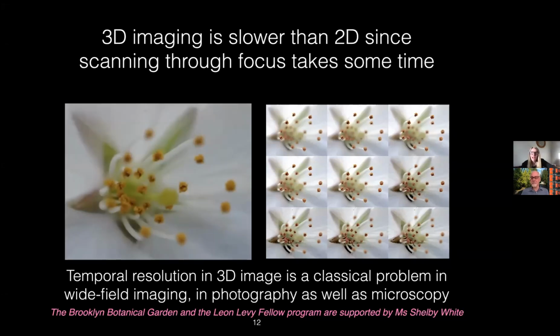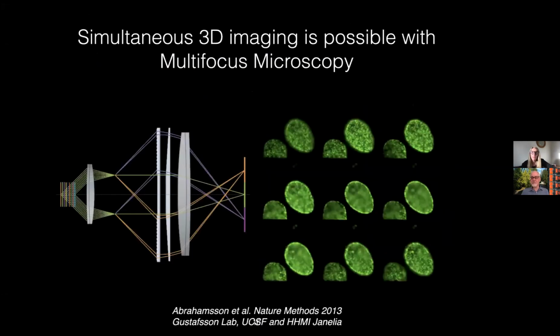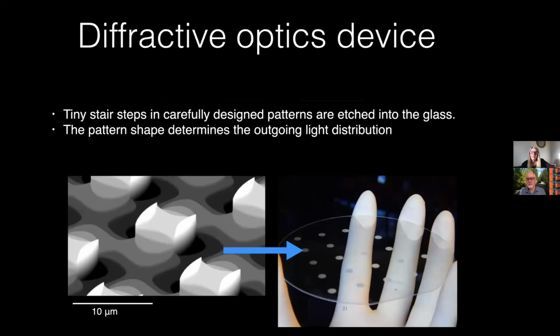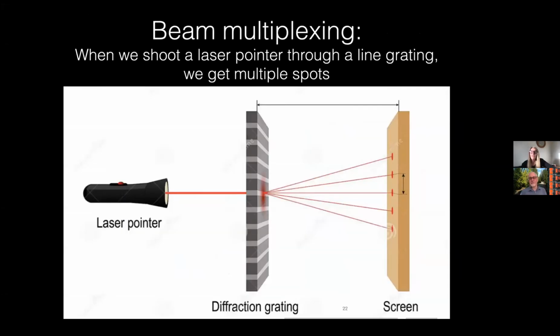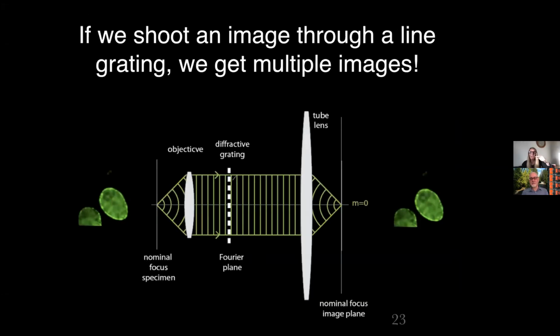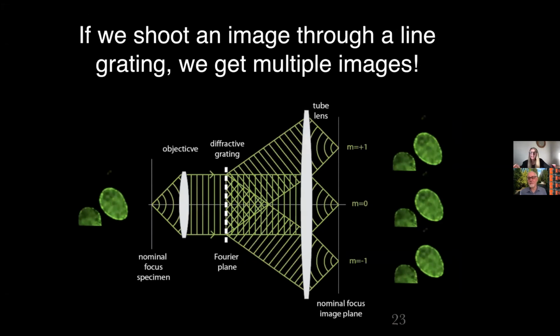So using this diffractive optic, the first step we do here is we multiplex the image. So again, if I make this grating that multiplexes a spot, if I put an image through it, it multiplexes the image. So I have my microscope, I form an image of this cell nucleus, and now I put this diffractive grating in, and bam, I get multiple images of that sample. So that's step 1 here.